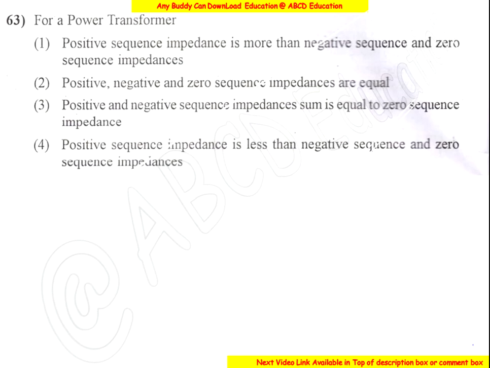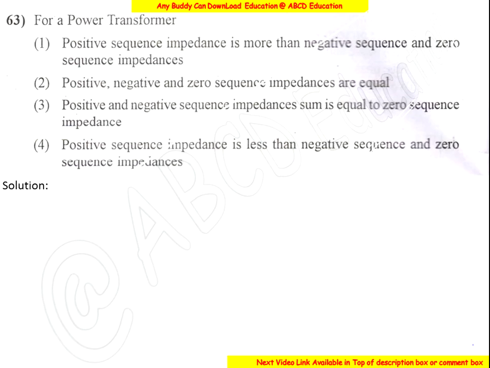Okay, now come to question number 63. For the power transformer, positive sequence impedance is more than negative sequence impedance and zero sequence impedance. Positive sequence impedance, negative sequence, and zero sequence impedance are equal. For the power transformer, all sequence impedances are equal to each other. Okay, so this thing you have to remember.